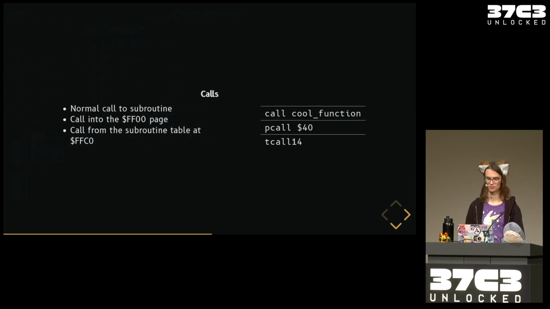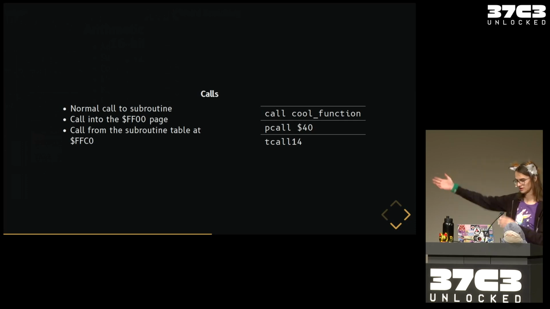For calls, there is the normal call instruction, which will store the program counter to the stack and restore it on return. There's also the pcall instruction, which can only call into the uppermost page of memory, and you can put some very important commonly used routines up there, I guess. It's faster and smaller in terms of encoding. And then there's also the 16 tcall instructions, which take up quite a large part of the opcode encoding space, but they effectively call into a hardware-defined subroutine table, starting at FFC0 and going up there in like 2-byte increments.